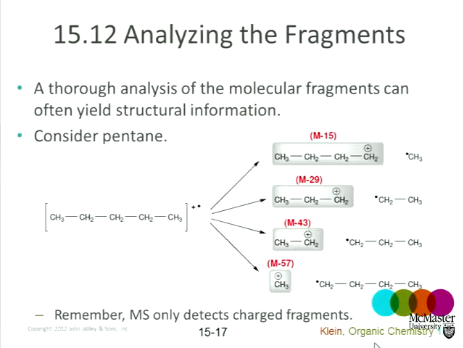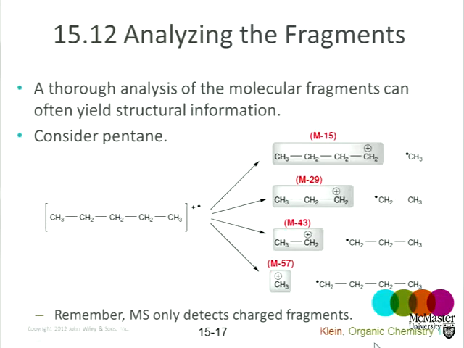Okay, if we go back to the pentane spectrum, then we find that pentane can fragment at any one of the carbon-carbon bonds. So we see a whole bunch of fragment ions. If I fragment the first bond, I can make the butyl cation and a methyl radical. I can fragment the second bond to make the propyl cation, ethyl radical, ethyl cation, methyl cation.